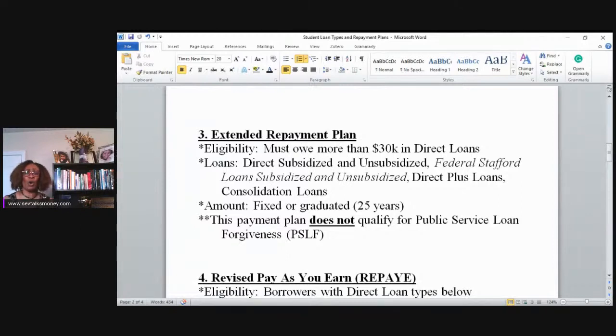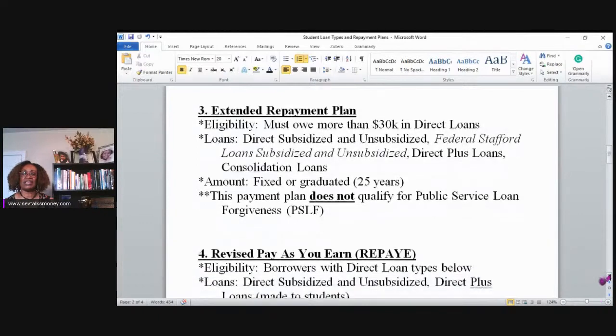So if you owe less than $30,000 in direct loans, whether it's direct subsidized, unsubsidized, the formerly named federal Stafford loans, direct plus loan, if you have less than $30,000, this plan will not work for you. Okay, so you can cross that one off of your list.